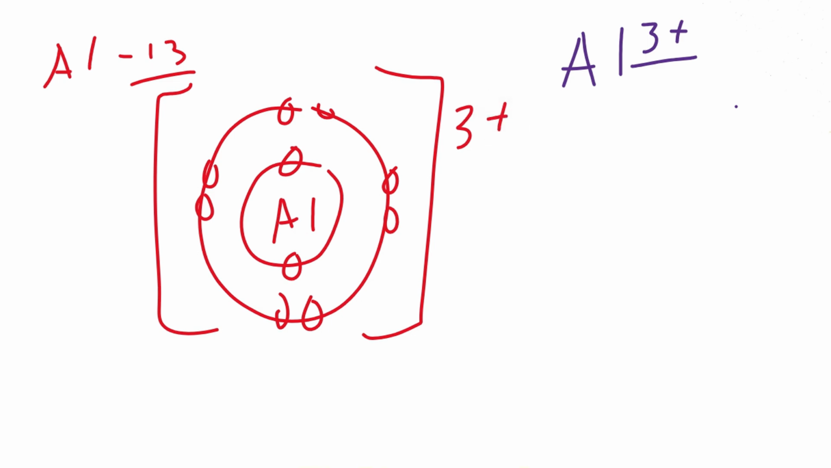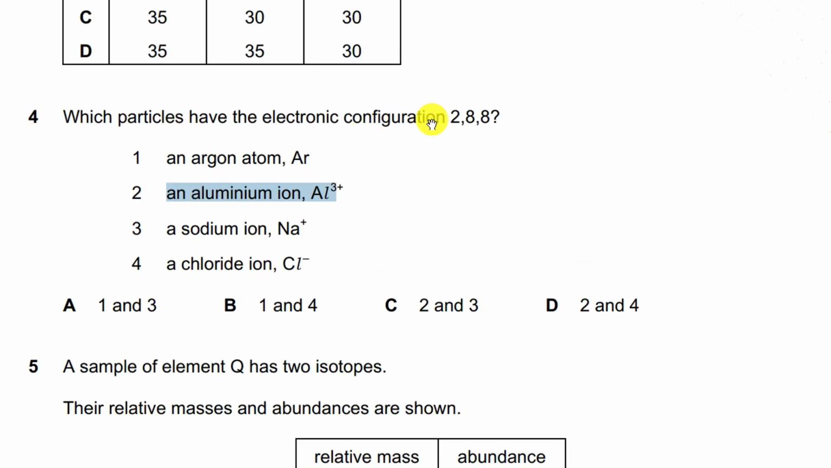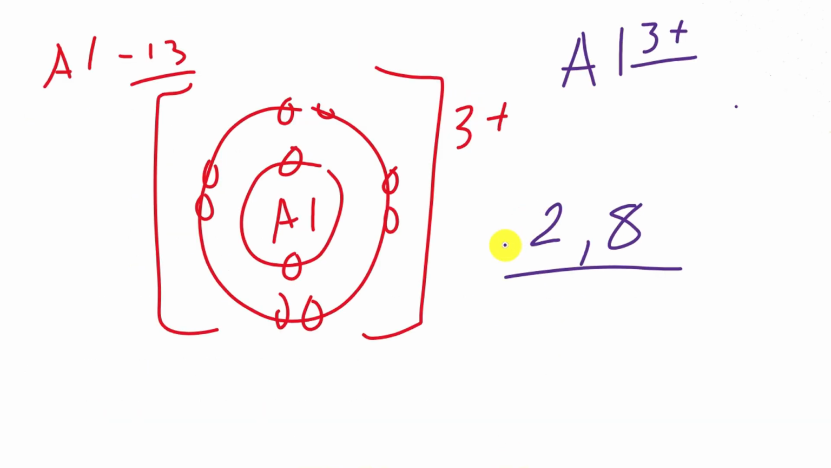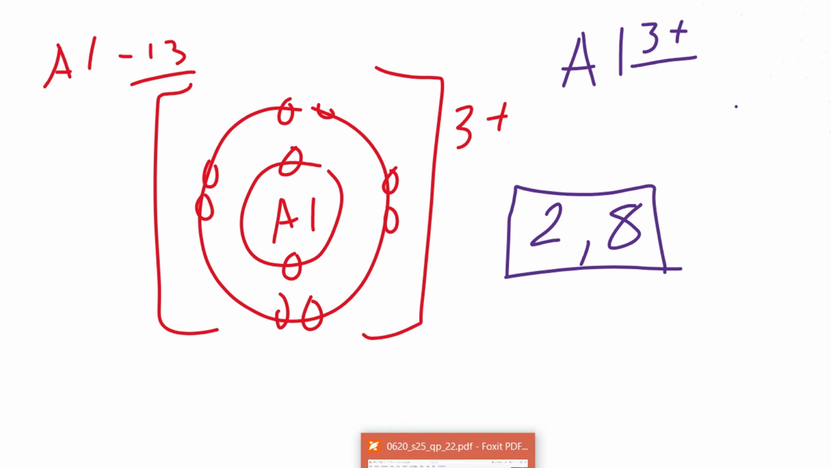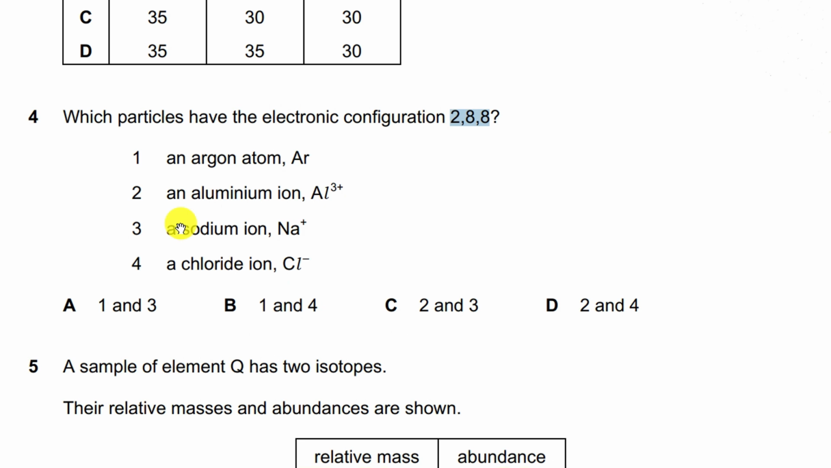Now, what is the electronic configuration of aluminium 3 plus? First shell we have 2 electrons and the second shell we have 8 electrons. However, in the question, we have the electronic configuration 288. But in aluminium 3 plus, we have the electronic configuration 28. Therefore, the answer aluminium 3 plus is wrong. Now let's move on to the third option.